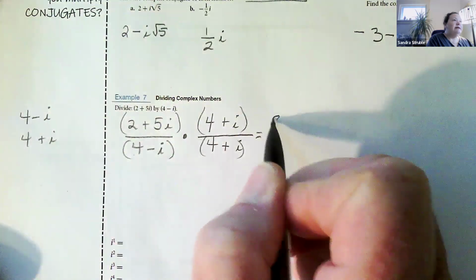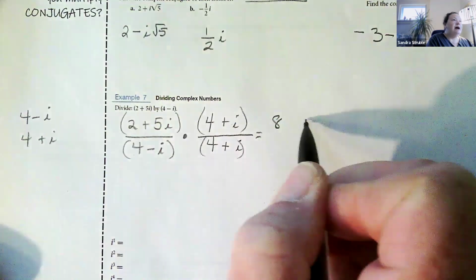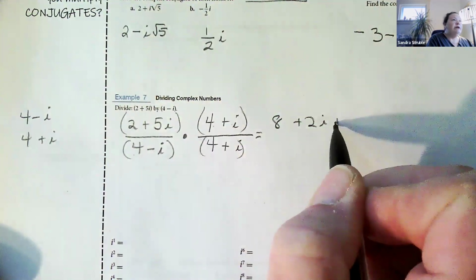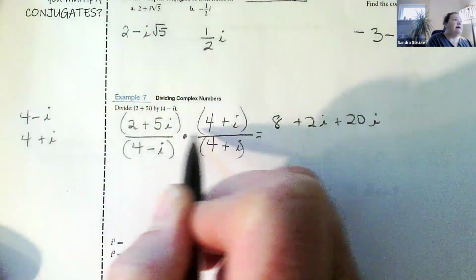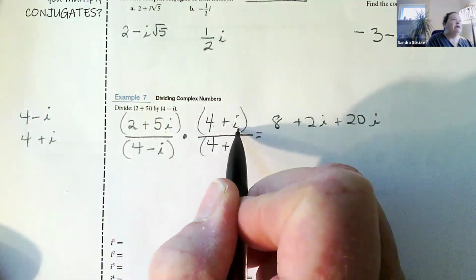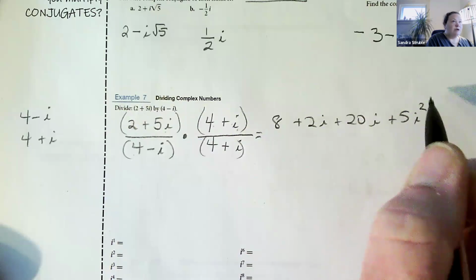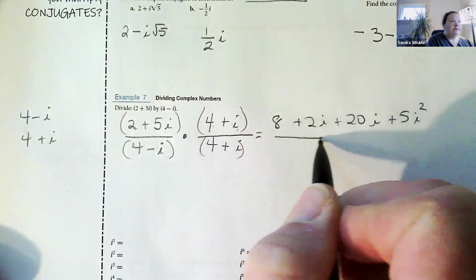2 times 4 is 8. Outer is 2 times i is 2i. Inner is 5i times 4, which is 20i. And then last is 5i times i, which is 5i squared. Remember, our i squared is -1.